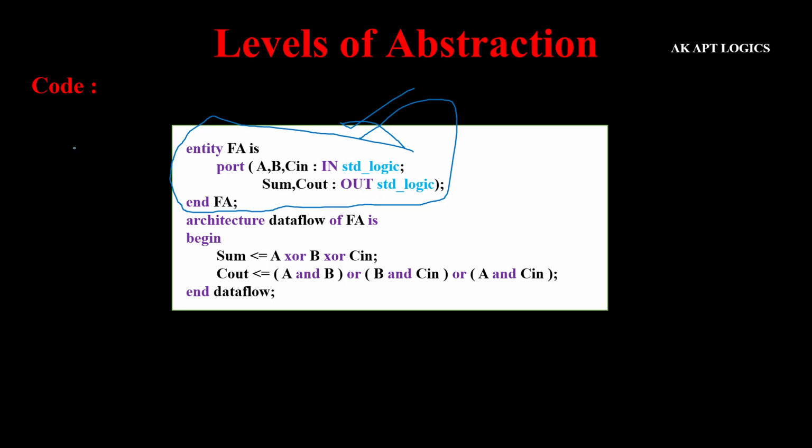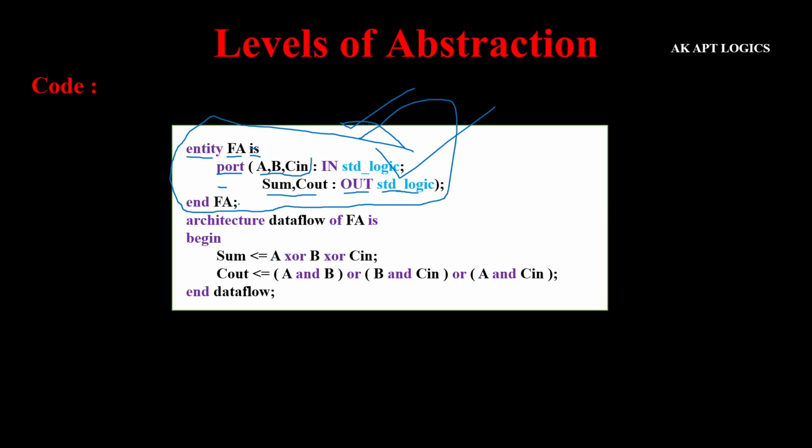So, as I said in the previous class, entity is a keyword and FA is the entity name and "is" is a keyword, I forgot to mention it. Okay, yeah. And then port, in the port we have declared the three input ports in STD logic, and sum and cout, which are in the output mode, and then STD logic, and then end FA, the entity name. Okay, this is all about the entity.